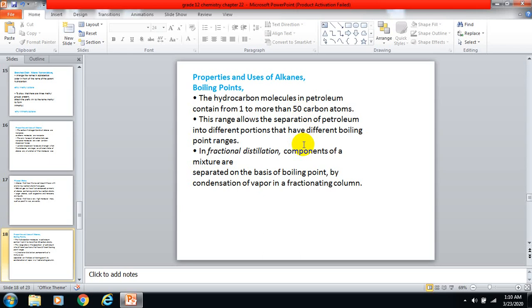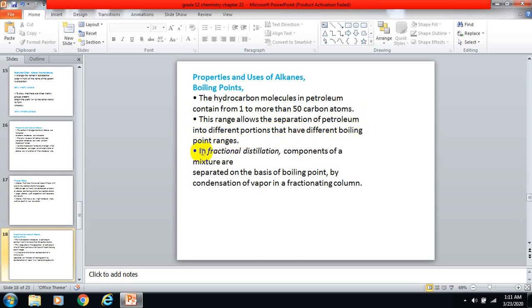Gasolines are there, different kinds of oils are there. The last residual left is the tar, which we use for paving roads. This process allows the separation of petroleum into different portions that have different boiling point ranges.